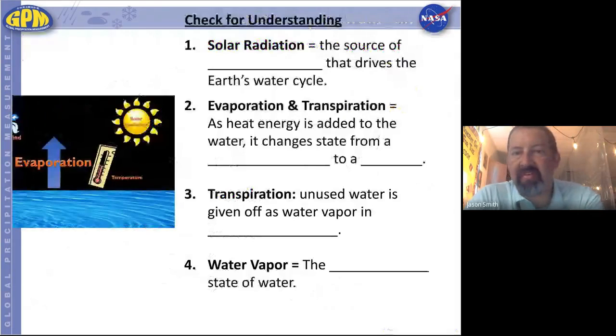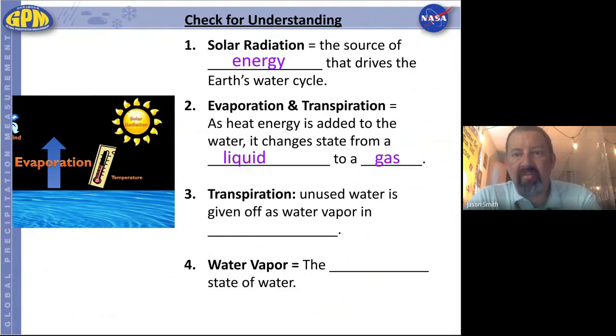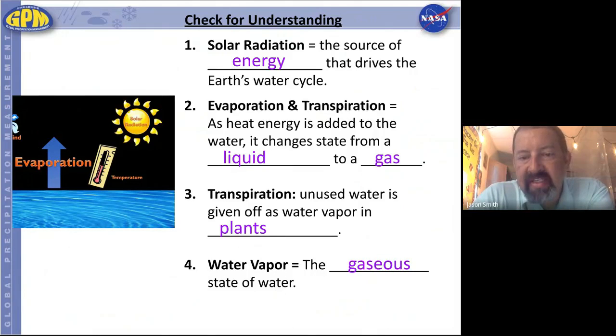So let's take a look at some of these definitions. Solar radiation is the source of energy that drives Earth's water cycle. Evaporation: as heat energy is added to the water, it changes state from a liquid to a gas. That's what evaporation is. Transpiration is unused water given off as water vapor by plants. What is water vapor? Water vapor is the gaseous state of water.